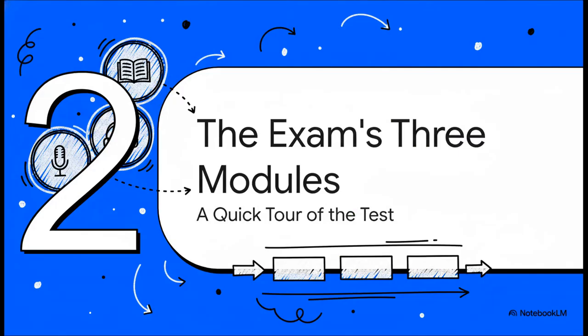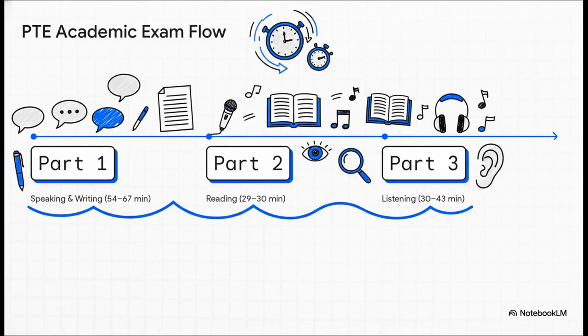Okay, next up, let's take a quick tour of how the test is actually structured. The whole exam is broken down into 3 main parts, which we call modules. The entire test takes about 2 hours to finish, and get this, it just flows from one section to the next with no scheduled breaks. It all starts with part 1, speaking and writing, which is the longest section. As soon as you're done with that, you move right into part 2, which is reading, and then you finish up with part 3, listening.